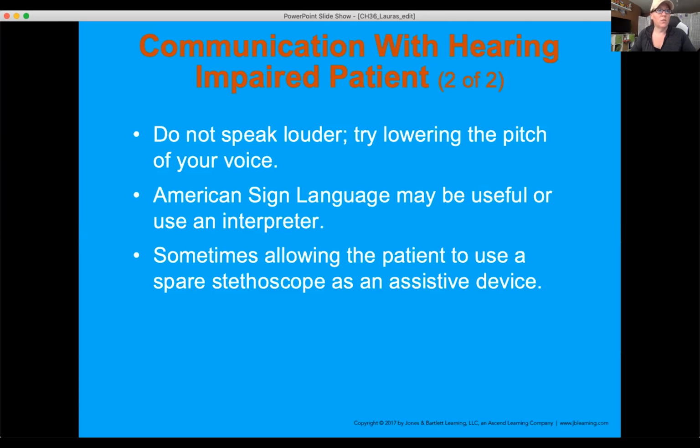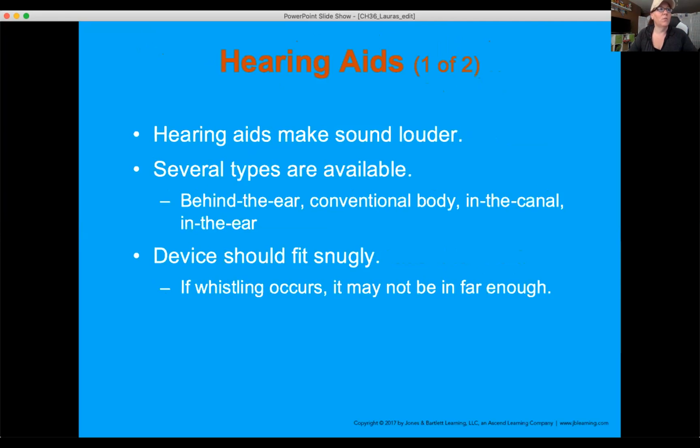And then, if you have an extra stethoscope, you can use the reverse stethoscope. I don't like people putting my stethoscope in their ears, but if you have a spare one, clean it off and let them wear the stethoscope. You can talk, don't put it right up to your mouth, and see if they can hear you better with the stethoscope. That's just one technique that can be used.